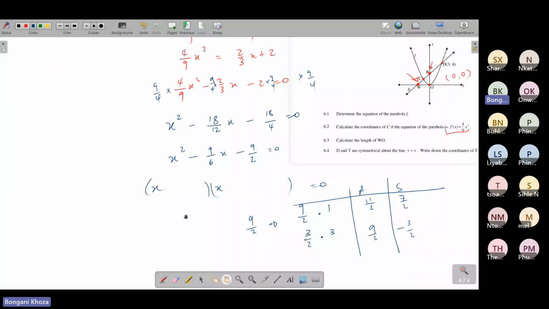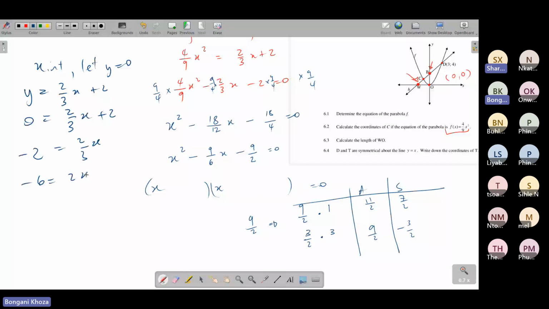All right. So for W, it's going to be the x-intercept. We let y be 0. We have y equals 2 over 3x plus 2. So 0 equals 2 over 3x plus 2. So this will be minus 2 equals 2 over 3x. This will be 6 equals 2x, divided by 2, divided by 2. Our x value ends up being minus 3. So the coordinates for W are minus 3 and 0. Right.